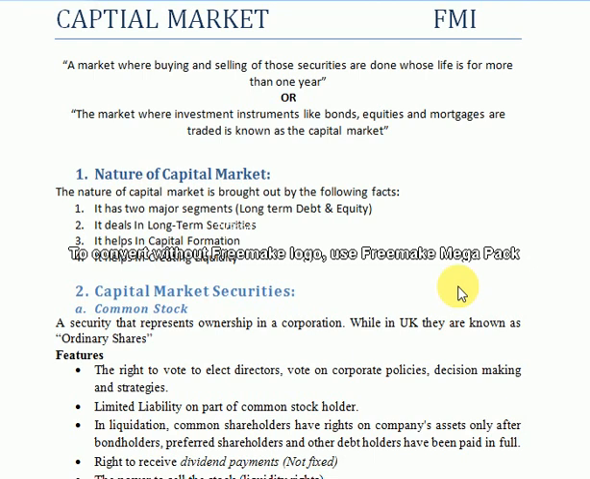Another definition of the capital market: the market where investment instruments like bonds, equities and mortgage are trading is known as capital market. So you know that bonds mostly have long-term maturities, equities also have long-term maturities, and mortgage are also long-term loans. So such a market, that is called what? That is called capital market.